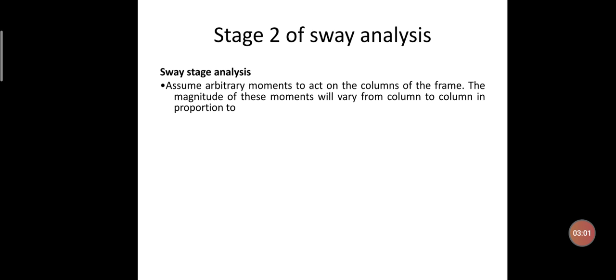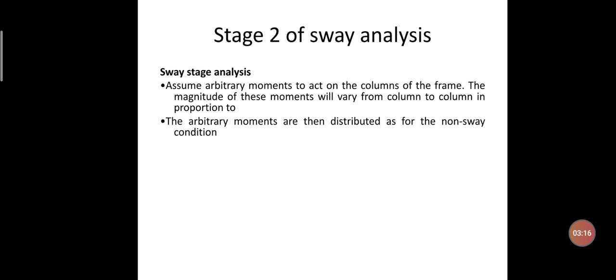I just repeated, we assume the moments which act on the columns of the frame, and these moments vary from column to column in proportion to I by L square. The arbitrary moments are then distributed for the non-sway condition. Just as we use the moment distribution table to distribute the unbalanced moments, in the same way we do it as in the non-sway condition.